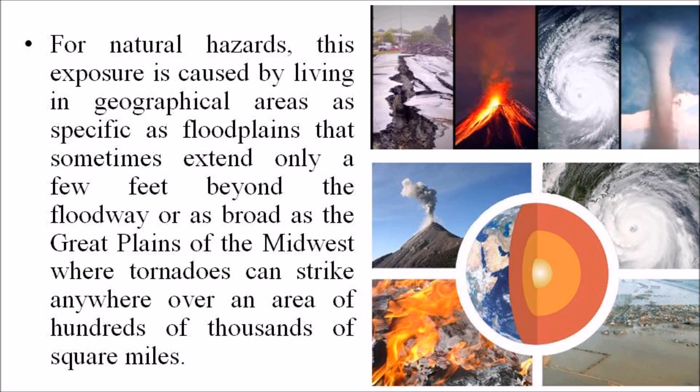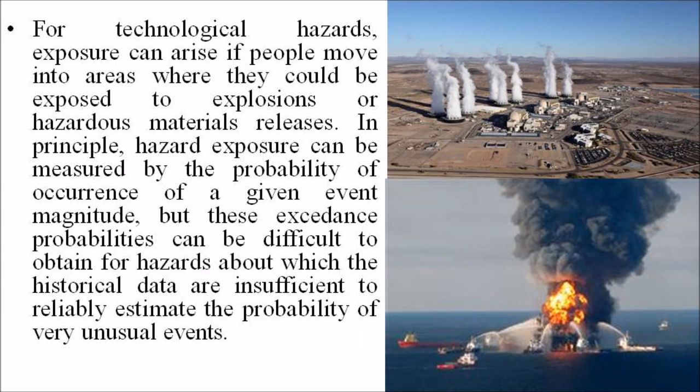For natural hazards, this exposure is caused by living in geographical areas as specific as floodplains that sometimes extend only a few feet beyond the floodway, or as broad as the Great Plains of the Midwest where tornadoes can strike anywhere over an area of hundreds or thousands of square miles. For technological hazards, exposure can arise if people move into areas where they could be exposed to explosions or hazardous material releases.